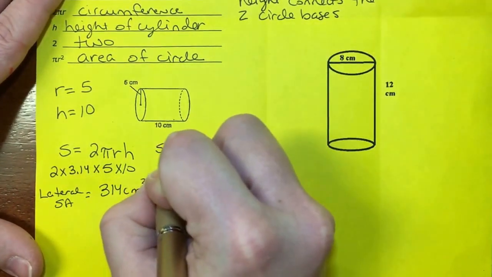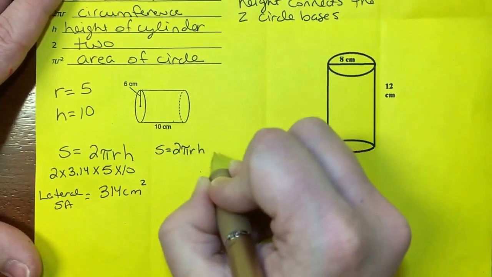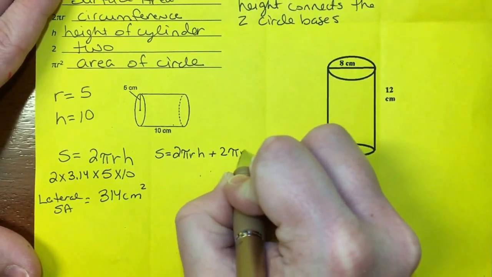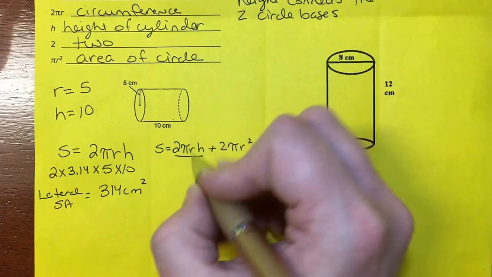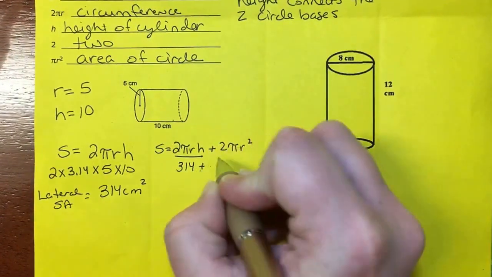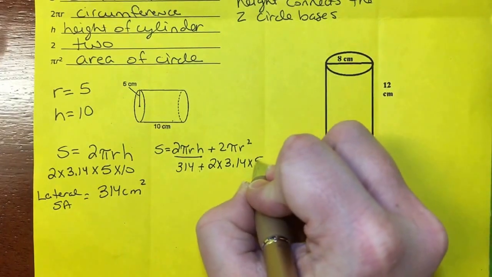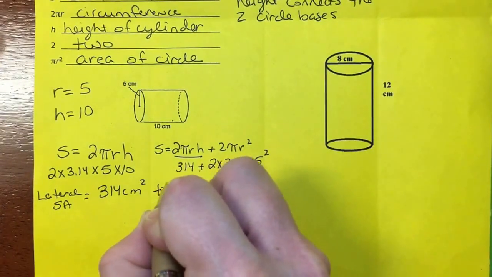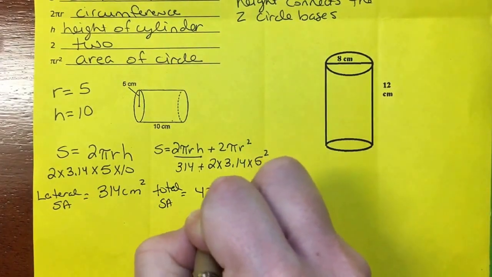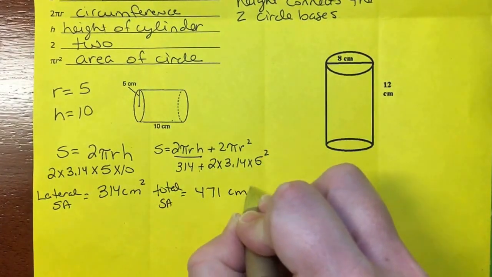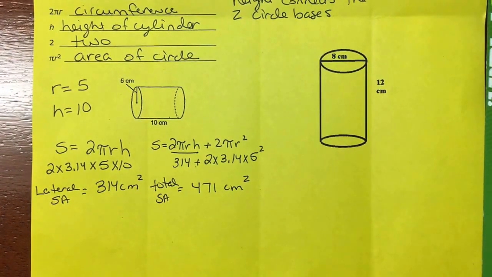For total surface area, the formula is a little bit longer, but it starts out the same way. We're just adding the area of the two bases. So we already did this part here. That was 314. And now we're going to have 2 times 3.14 times my radius squared. Put all of that in your calculator. And the total surface area is 471 centimeters squared. So it's just a matter of using a formula and plugging the numbers in.